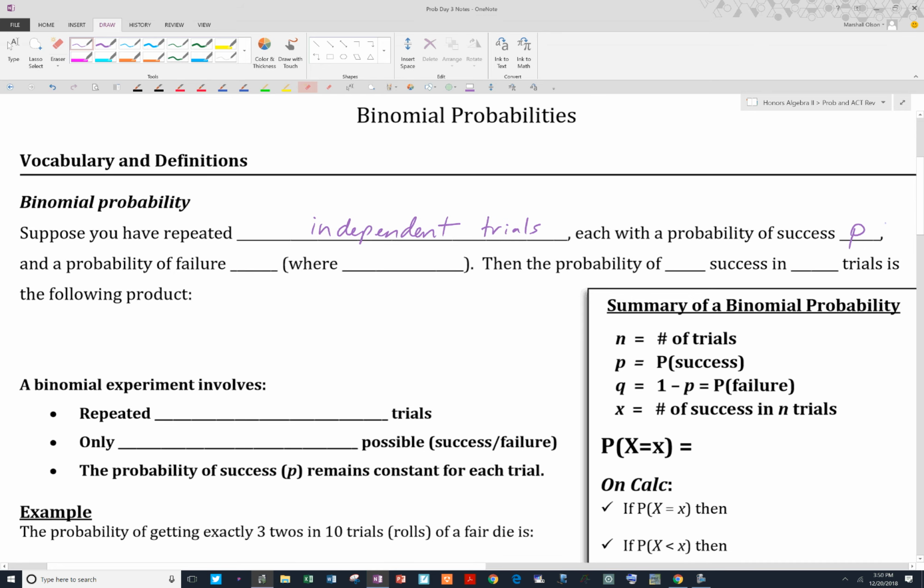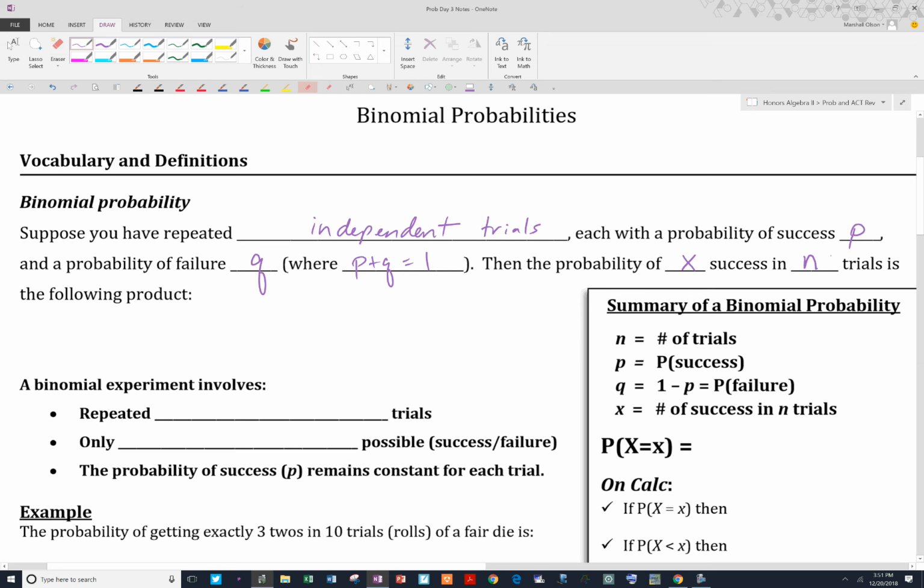We call that p. The probability of failure we would call q, and p plus q would be 1. So if we were rolling a die, the probability of getting a 5, let's say that's what we wanted, would be 1/6, and the probability of not getting a 5 then would be 5/6, and those add to 1. You're looking for a certain number of successes in these trials. So we're looking for this number of x successes, and we're going to call the total number of trials n.